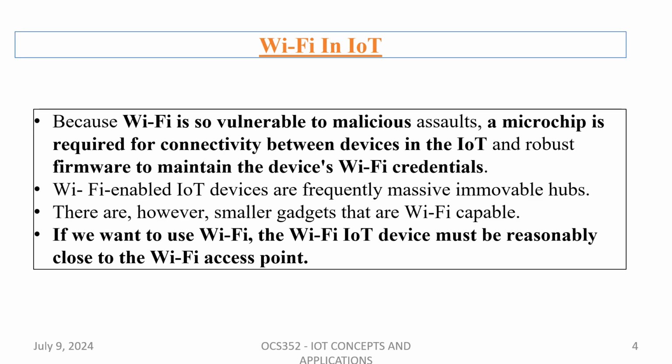Wi-Fi in IoT. Because Wi-Fi is vulnerable to malicious access, a microchip is required for connectivity between the devices in the IoT, and a robust framework to maintain the devices in Wi-Fi credentials. Wi-Fi enabled IoT devices are frequently massive hubs. There are, however, smaller gadgets that are Wi-Fi capable. If you want to use Wi-Fi, the Wi-Fi IoT devices must be reasonably close to the Wi-Fi access point.